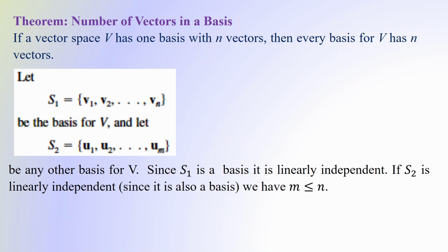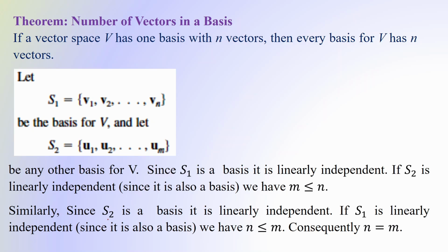A similar argument we can carry out very similarly. S2 is a basis, so it is also linearly independent. Any linearly independent set should contain less than or equal number of vectors as S2. S1 is linearly independent because it is also a basis, so the number of vectors in S1 should be less than or equal to the number of vectors in S2. Therefore n is less than or equal to m. In the first case we have m less than or equal to n, in the second case n less than or equal to m. So n should be equal to m. So any basis for the same vector space contains the same number of vectors.